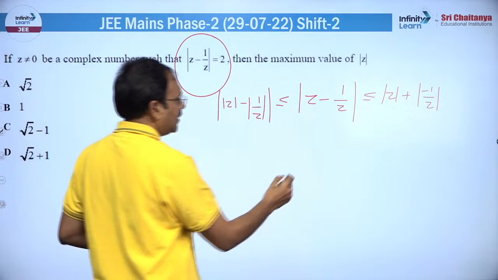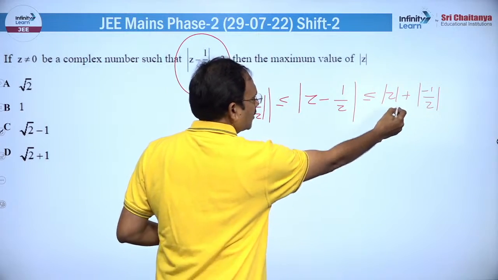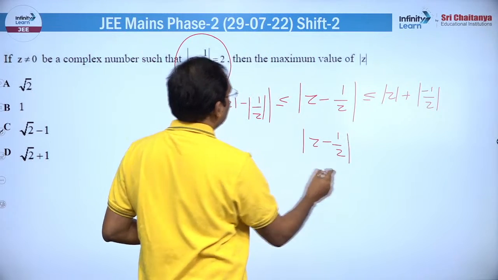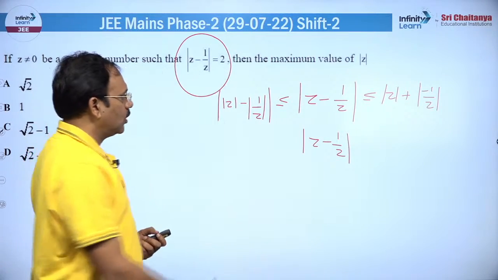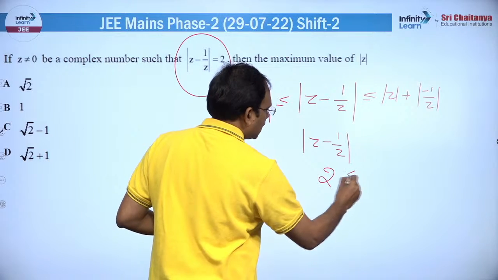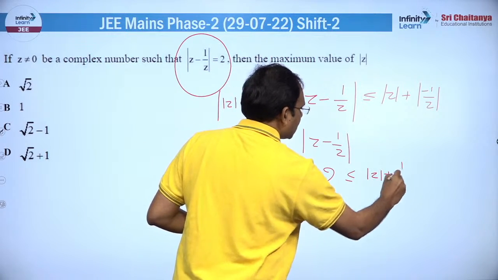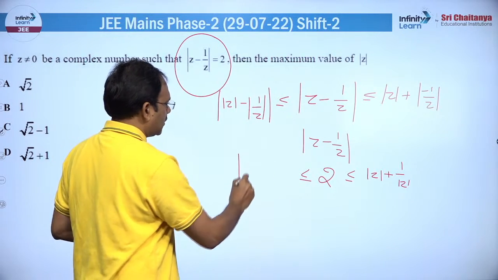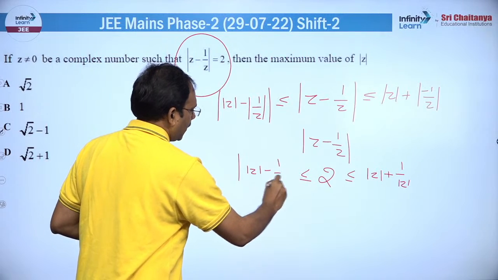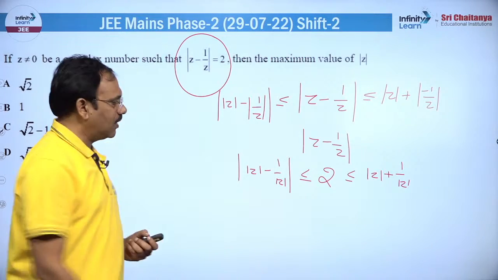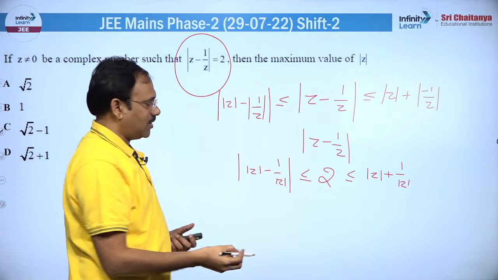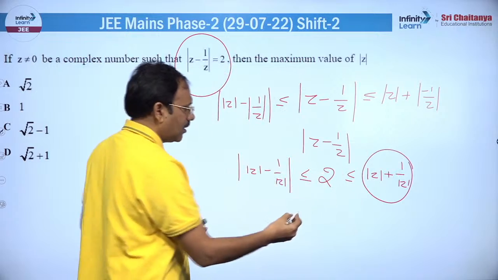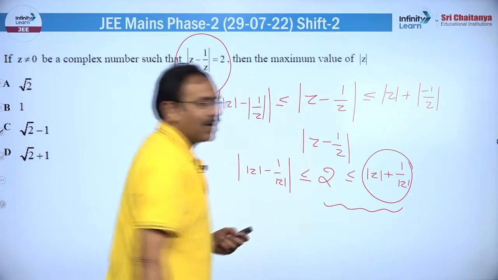So, I can say here this is very clear, |Z| I need to know. This is modulus of Z − 1/Z which he has given as 2. So, I can say 2 is less than or equal to |Z| + 1/|Z|, which is greater than or equal to the modulus of |Z| − 1/|Z|. You see, |Z| is a real number, a positive real number. t + 1/t is always greater than or equal to 2. So, this part is always clear.